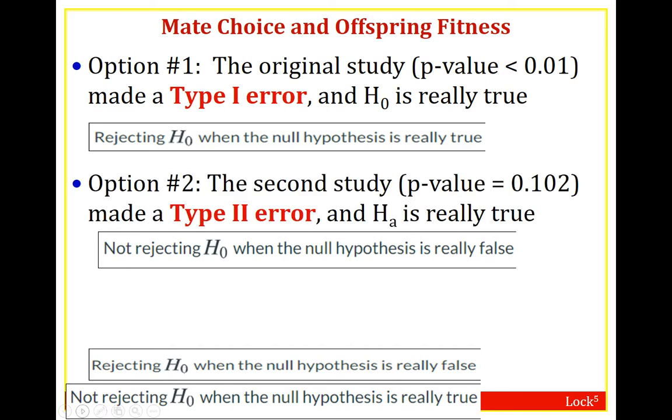A type 2, a second study. The second study got a 0.102. On a 0.102, you would not reject. And a type 2 error is not rejecting H0 because we had a 0.102, but the null hypothesis was really false. We should have rejected it. We should have made it go away.